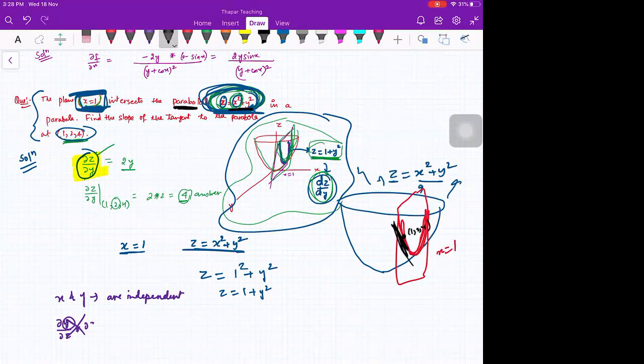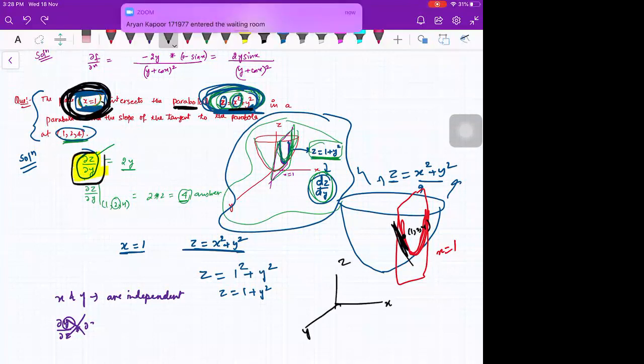Ma'am, when the plane x equal to 1 cuts it, we have fixed one point. No, x is equal to 1 is not one point. These are infinite points. X is equal to 1 is a plane. But x is constant in it. Yes, x is constant. That is why we are saying that in this plane we have z as a function of y. That is why we have computed curly z by curly y, because in that plane x is constant.